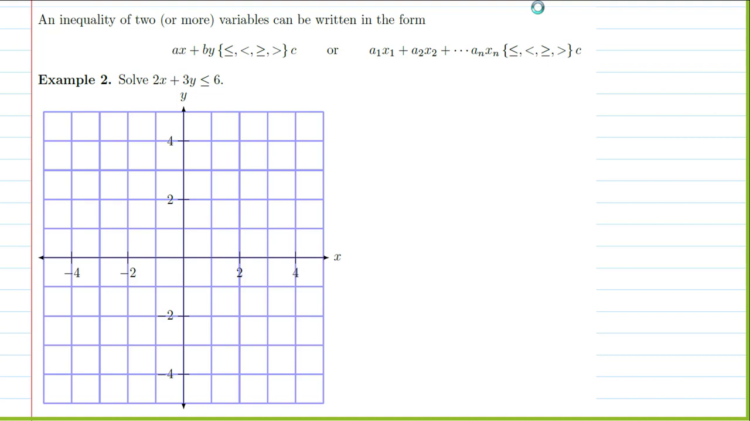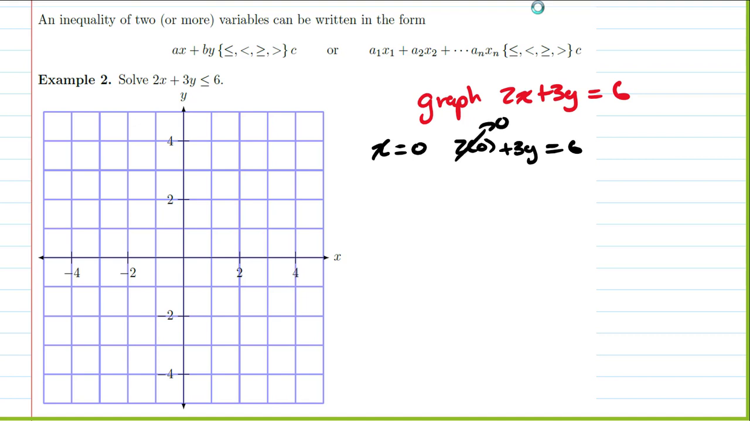All right, so we want to solve the inequality 2x plus 3y is less than 6. We can then graph the corresponding line. If we were to graph 2x plus 3y is equal to 6, we could graph this by the intercept method. If we pick x is equal to 0, we would have 2 times 0 plus 3 times y equals 6. Anything times 0 is 0, so we divide by 3, and we would get y is equal to 2.